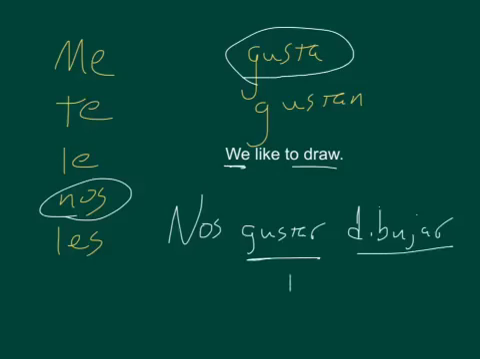Gustar is one, dibujar is another one, and I realized that I did not change something. This should be gusta, not gustar. Alright, because we conjugate gustar, take off the AR, and then to draw is one thing, so it's gusta. So nos gusta dibujar.